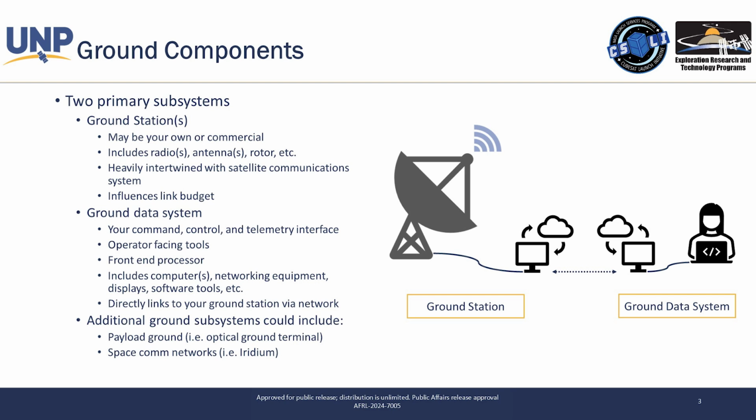The other side of that is your ground data system. That'll sometimes just be shortened to ground system. This is what you are actually interfacing with. It's your computers that are in the MOC, it's all the servers behind that infrastructure, and it's the bridging gap between your ground station and the user, basically. This is your TT&C, your command, control and telemetry interface, and any other operator-facing tools, which we'll talk about in a few minutes.